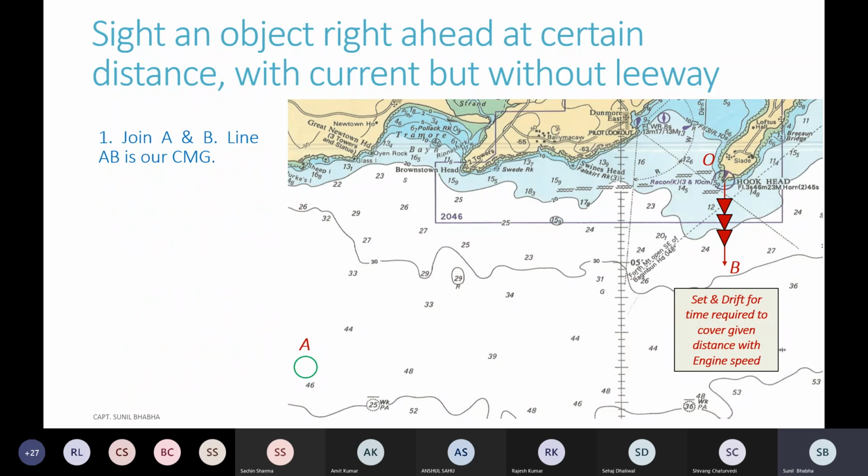Now what we will do is we will join our initial position, A in this case, to the point where the current vector ends, that is point Bravo. So join Alpha with Bravo. Let's plot it on the chart. So you have this line joining Alpha to Bravo. This line, which we have just now plotted on the chart, is our course made good line.